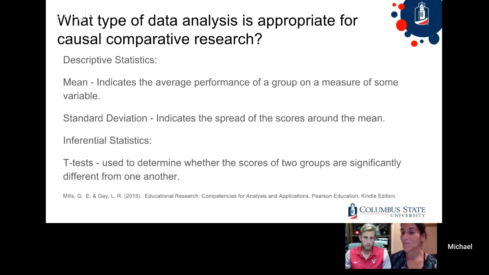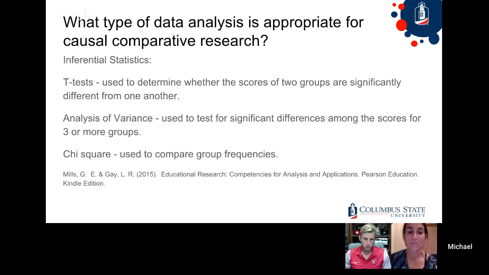The most commonly used inferential statistics are the t-tests, used to determine whether the scores of two groups are significantly different from one another. Analysis of variance, used to test for significant differences among the scores for three or more groups. And chi-squared, used to compare group frequencies to see if an event occurs more frequently in one group than another.